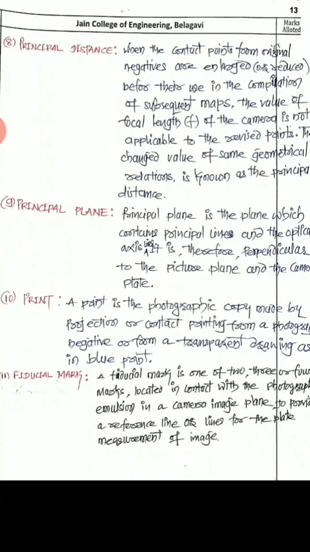Print. Then fiducial marks. We all know, in the previous class also I told about the fiducial marks. We call them reference points for photogrammetry. A fiducial mark is one of 2, 3 or 4 marks located in contact with the photographic emulsion in a camera image plane to provide a reference line or lines for the plate measurement of images. I'll show that.